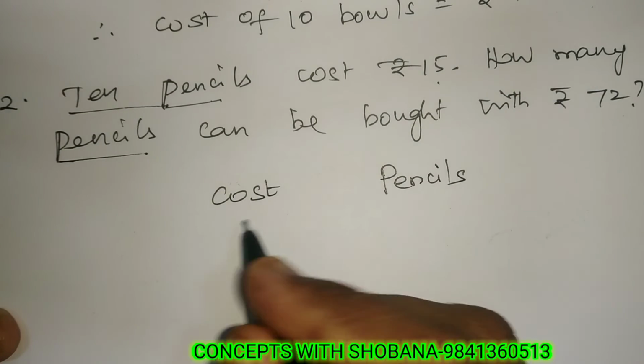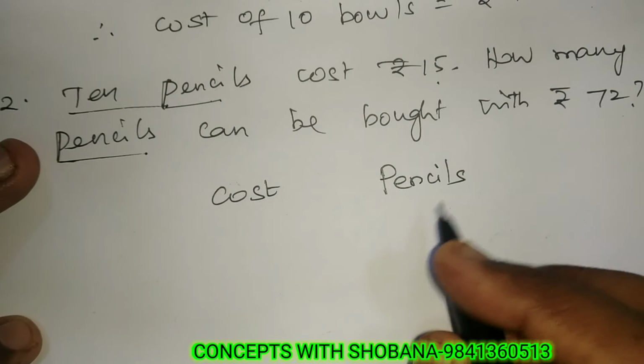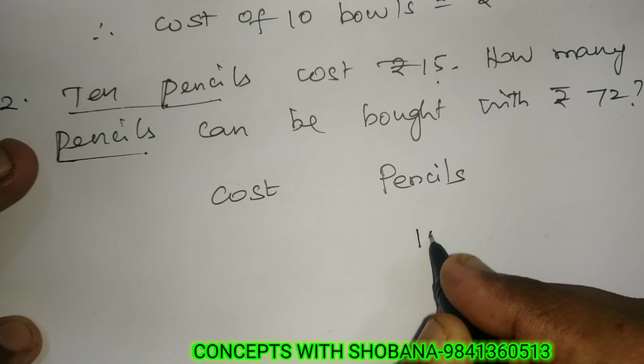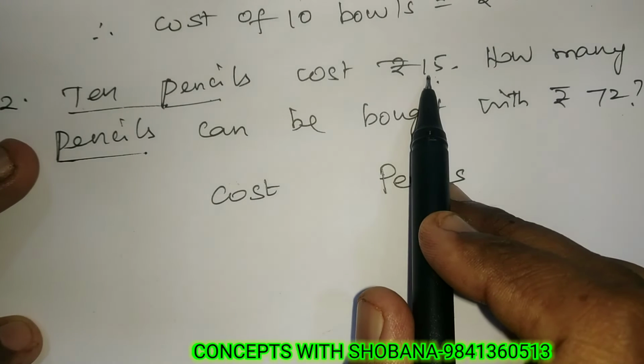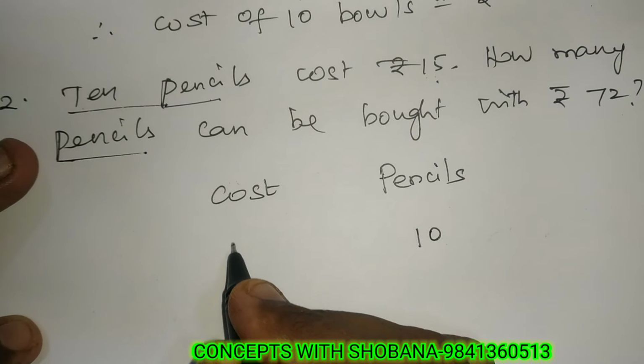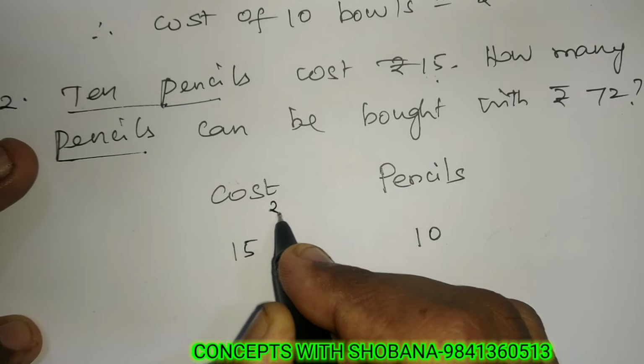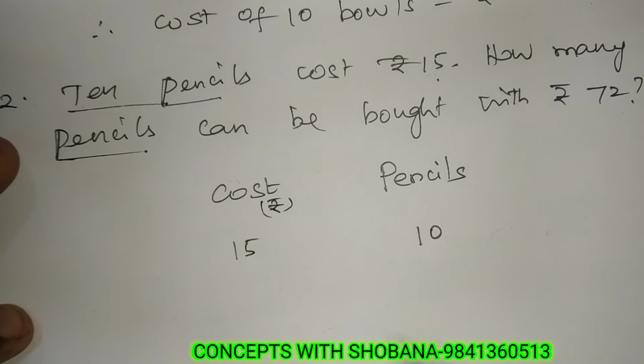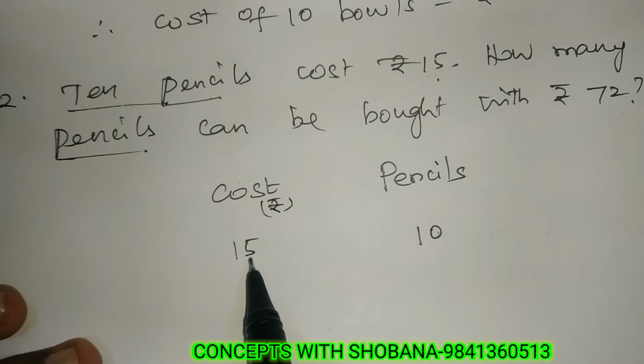How many pencils? 10 pencils. What is in the first line? 10 pencils cost rupees 15. So pencils 10 is written. Cost is rupees 15, so 15 rupees is written here. Write a small rupee symbol in brackets next to cost so we will not forget it at the end. So 10 pencils cost 15 rupees.